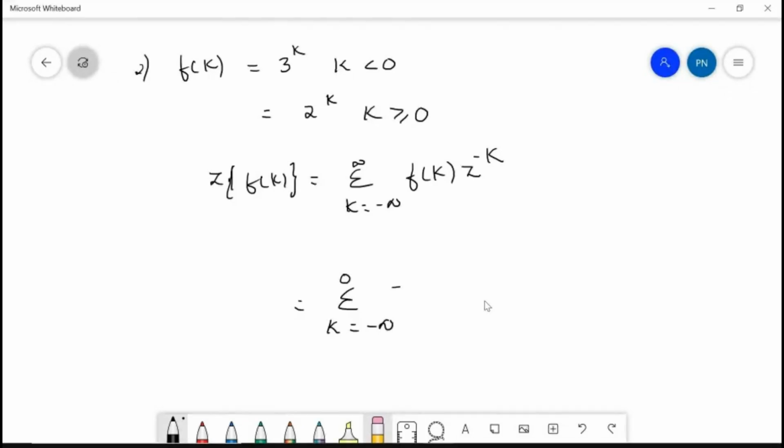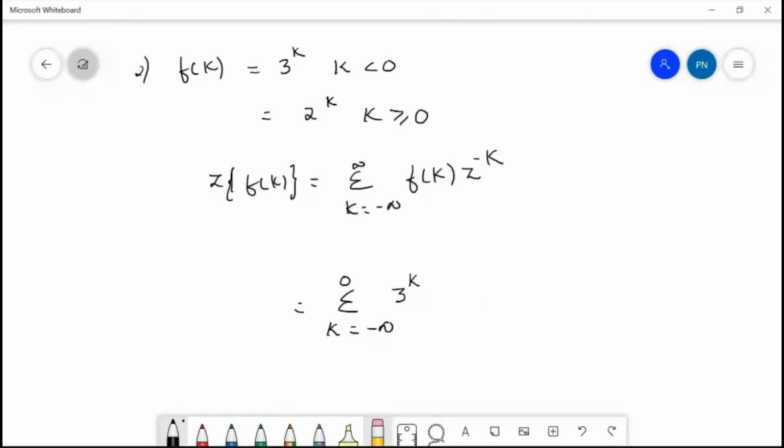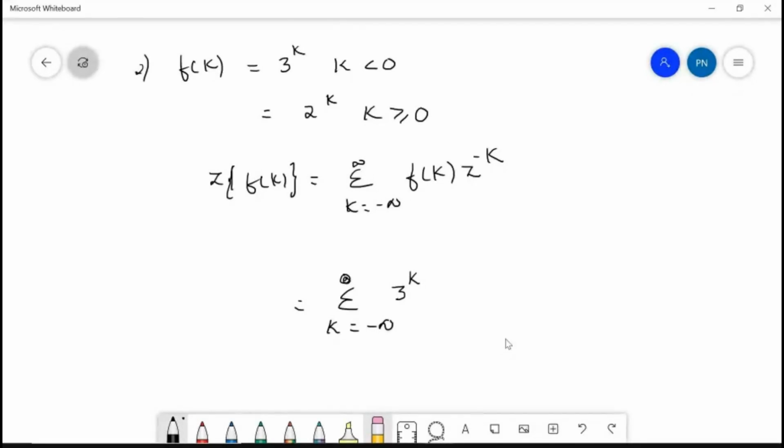The function defined is 3 raised to k. Will 0 come here when k is less than 0? What will be the upper part of k in the first interval, where k is less than 0? Yes, it will be minus 1, because k is less than 0, meaning 0 is not included here. So it is 3 raised to k into z raised to minus k. In the next part k is greater than or equal to 0, so k will take the values from 0 to infinity, 2 raised to k, z raised to minus k.